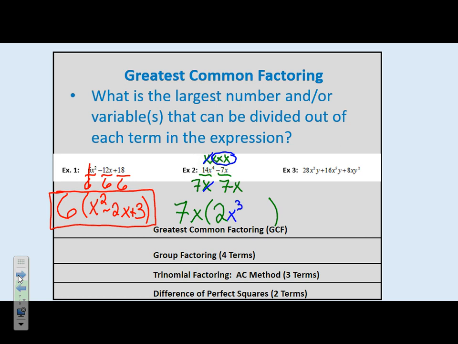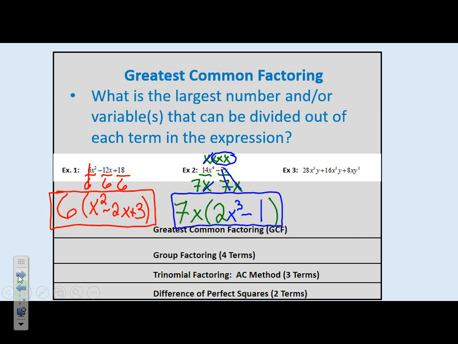Okay? Minus, now my 7's and my x cancel out. If everything cancels out, I'm still going to be left with 1. So this is my final answer for this one. I have 7x times, in parentheses, 2x cubed minus 1.